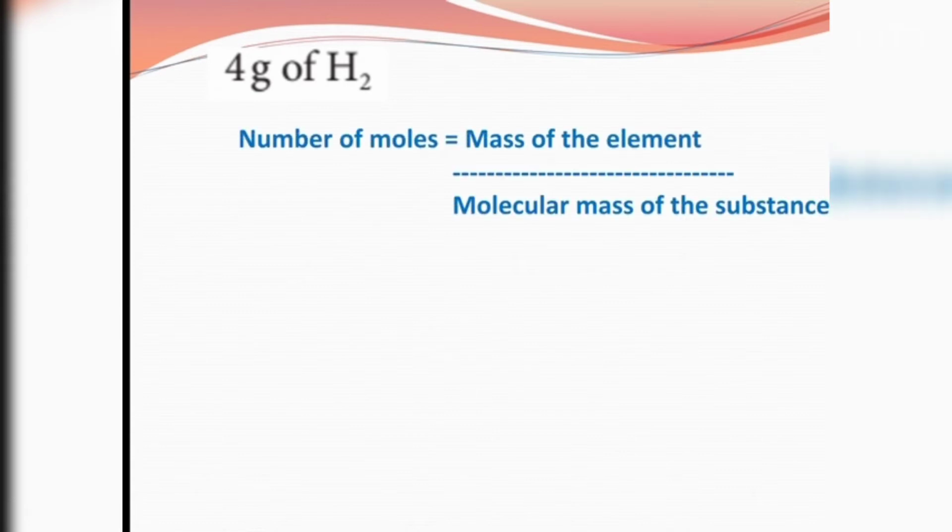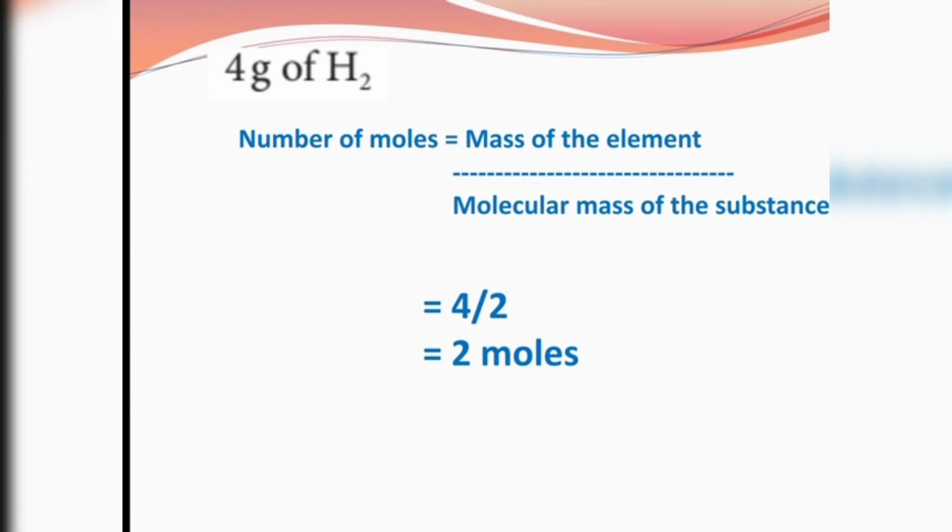Next sum: calculate number of moles of 4 gram of hydrogen. Formula: number of moles equals mass of the substance divided by molecular mass of the substance. Given mass of the substance, here hydrogen, is 4 gram. Molecular mass of hydrogen is 2. So, 4 divided by 2, that is equal to 2 moles.